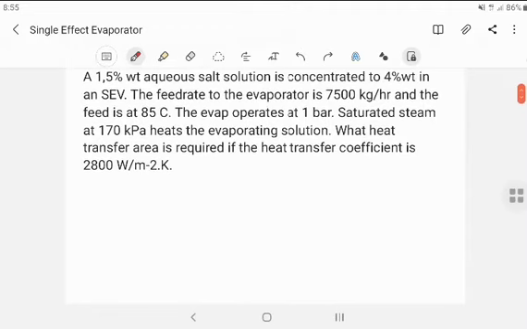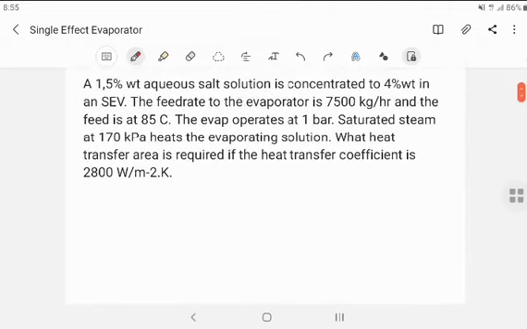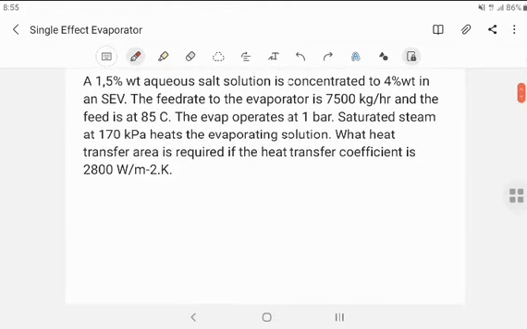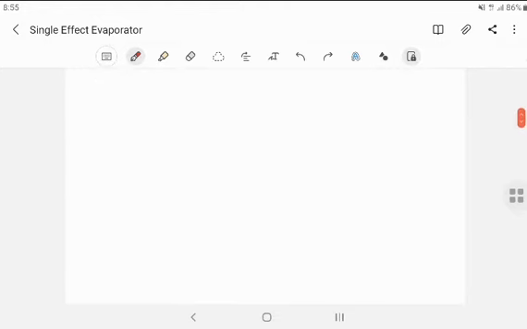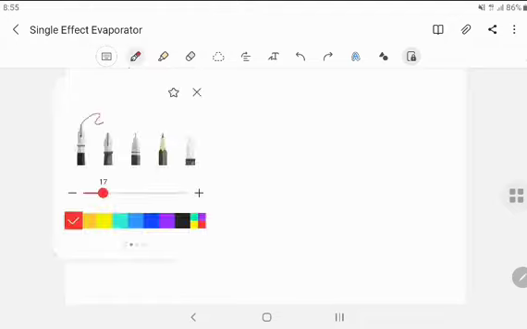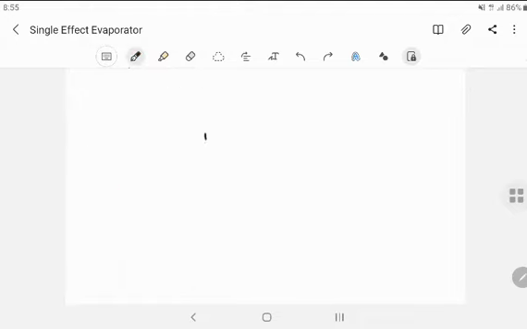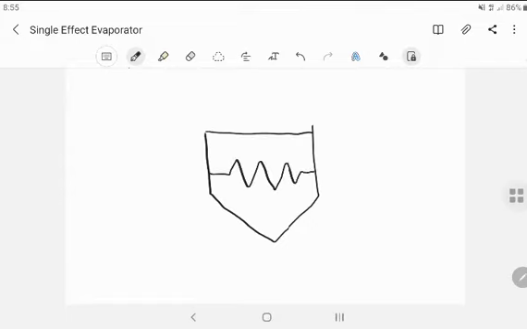example? Then we have to draw first how the SEV diagram looks. Let's draw the SEV diagram first. So we have this one is the evaporator, let's say like that, and then maybe I will change it into black. This one is the evaporator, and this one is the transfer area, the contact between the evaporating liquid with the steam.